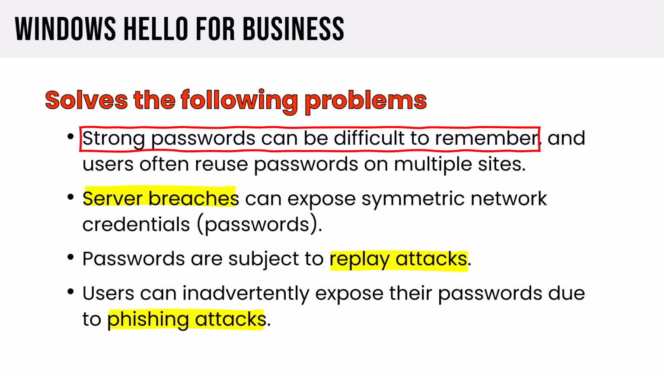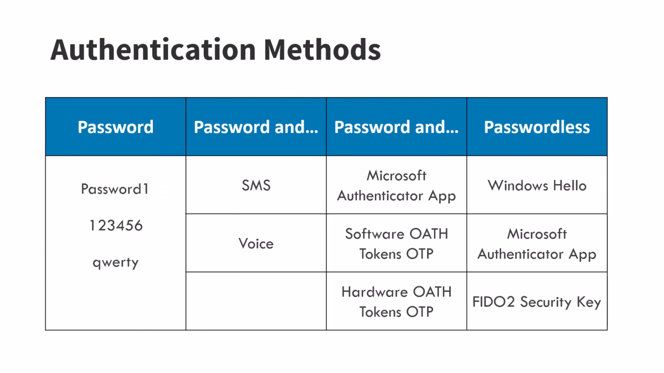Now let's revisit that table of our multi-factor authentication methods and rate these based on quality. We know password alone is bad. We talked about SMS and voice as a second factor with the note that SMS is not recommended. It's the weakest of the options. Better would be the Authenticator app and the software and hardware OATH tokens, and best would be going full passwordless. The best password is no password at all.